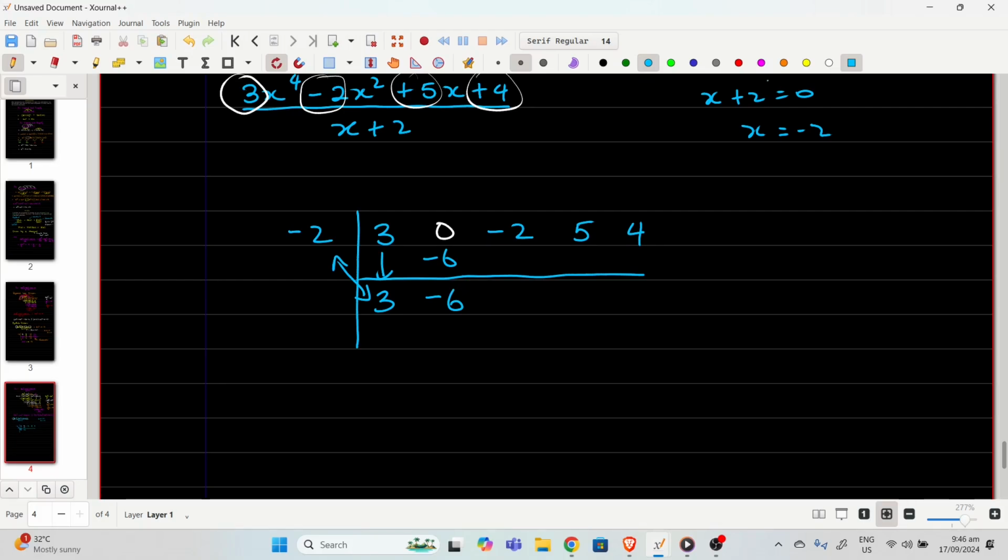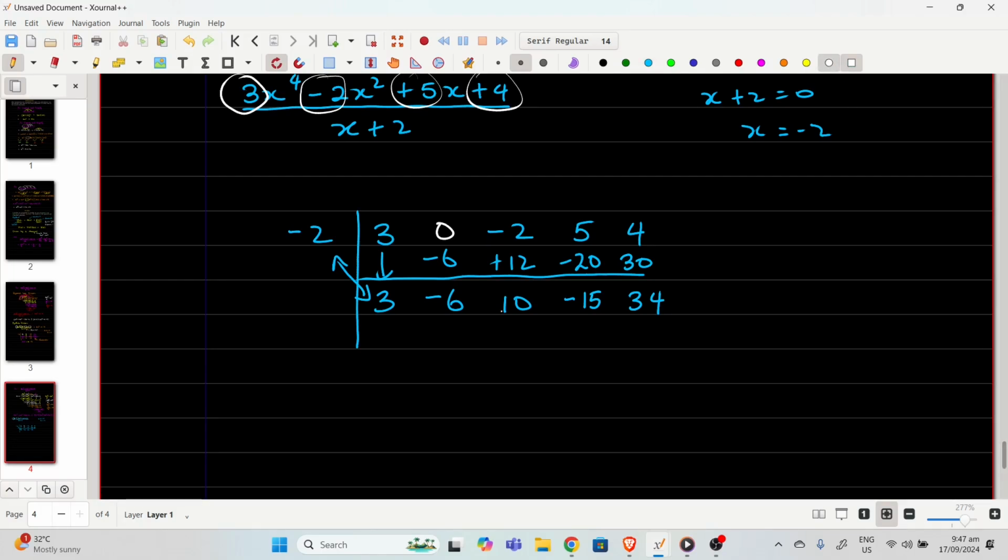We do the same thing again. We're doing another multiplication, negative 6 by negative 2, that's positive 12. I'm going to put positive 12 here. I'm going to add these two, and I'm going to get 10 over here. I'm going to take negative 2, multiply by 10, and get negative 20. I'm going to add these two together, and I'm going to get negative 15. Then I'm going to take 15 and multiply it by negative 2, I'm going to get 30. I'm going to add those two together, and I'm going to get 34.